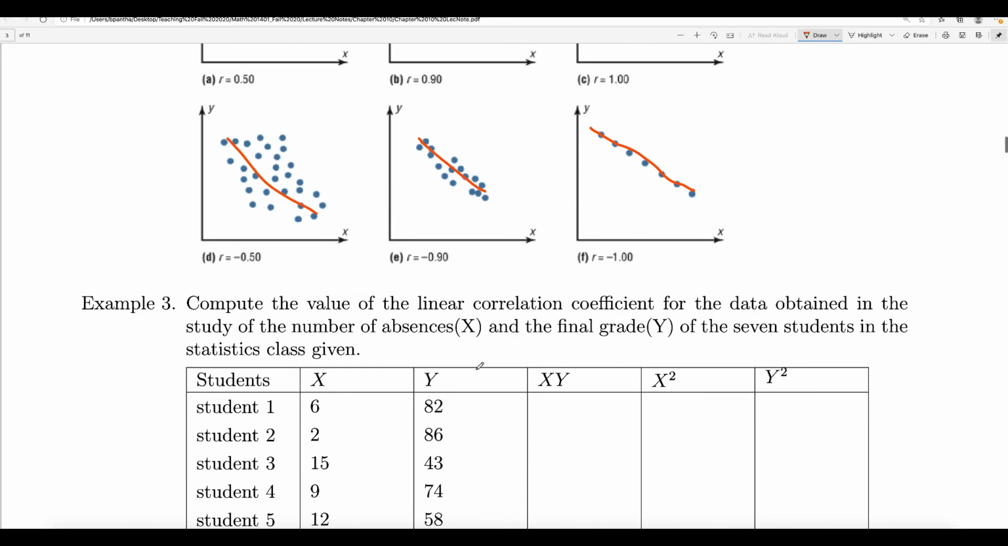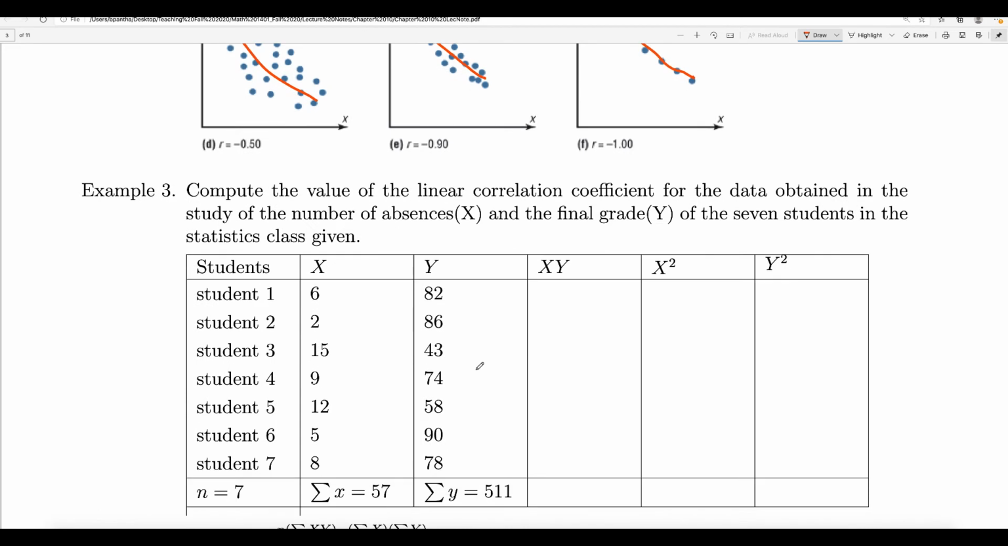Let us see one example of how to do it by hand. We can also do it using a calculator, and I will show you how. Let us see example number 3. Compute the value of the linear correlation coefficient for the data obtained in a study of the number of absences and the final grade. X denotes the number of absences and Y denotes the final grade a particular student got.